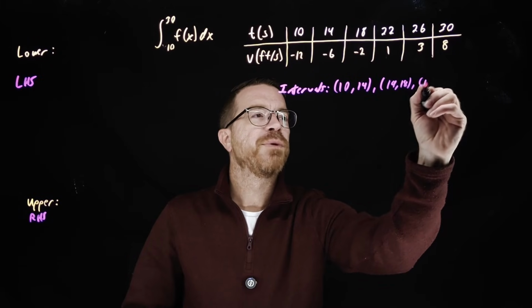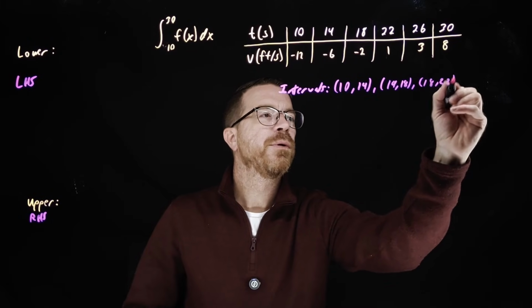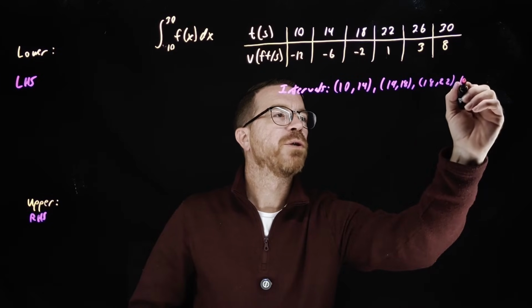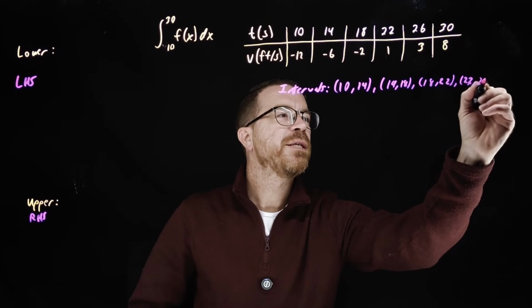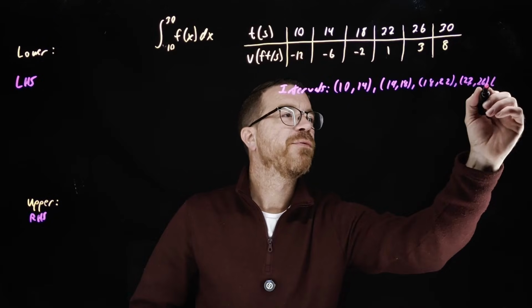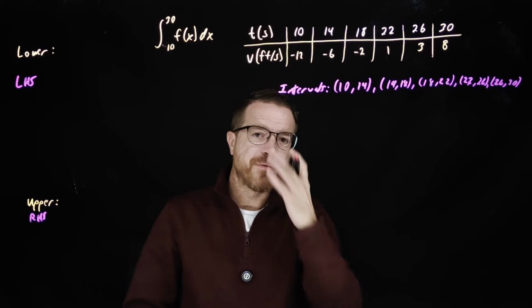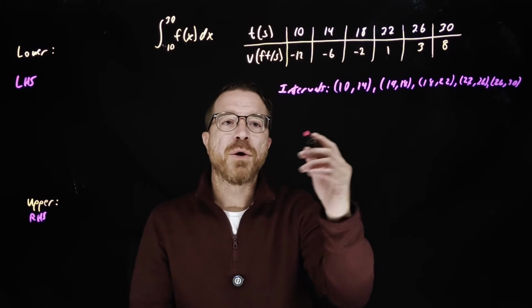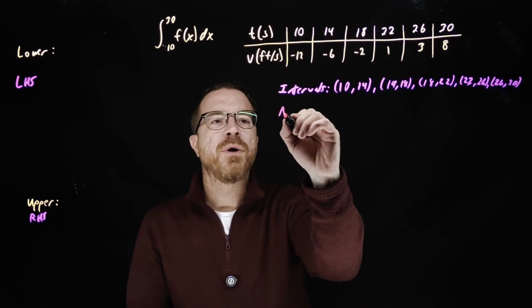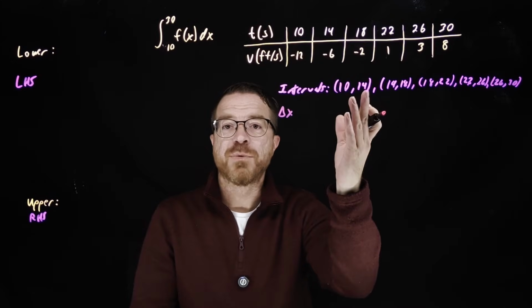Our third interval will be from 18 to 22. Our fourth interval will be from 22 to 26. And our last interval will be from 26 up to 30. Now we can actually figure this out pretty simply, because if we want to know what our delta x is in this regard, all we have to do is look up how much we are changing in each of these.